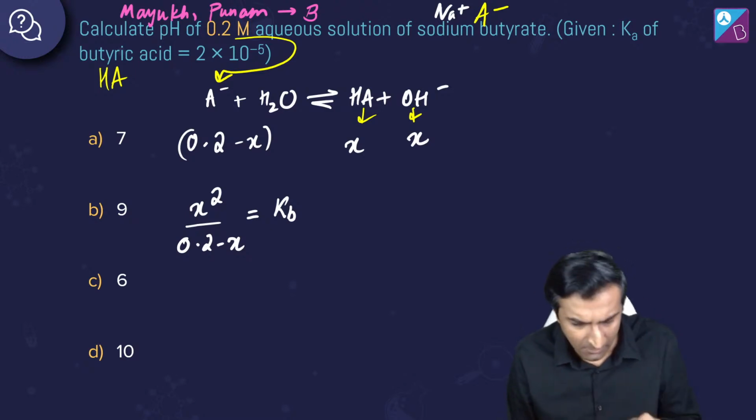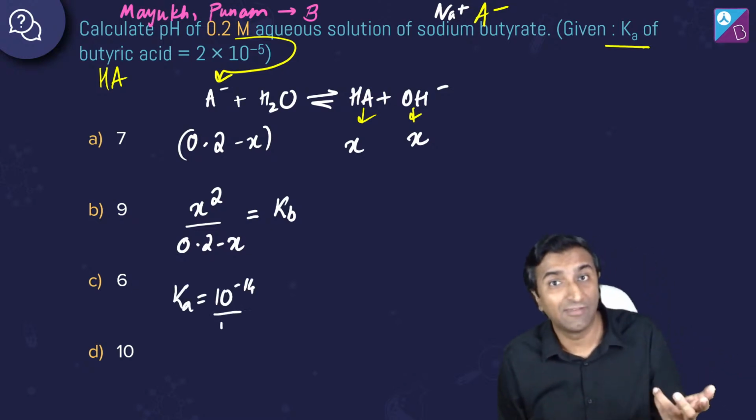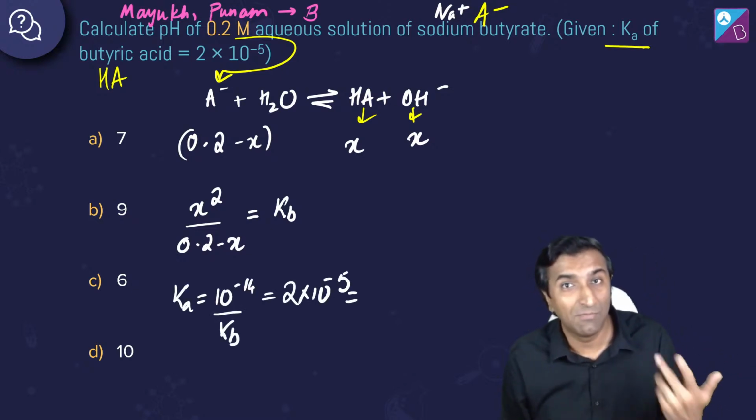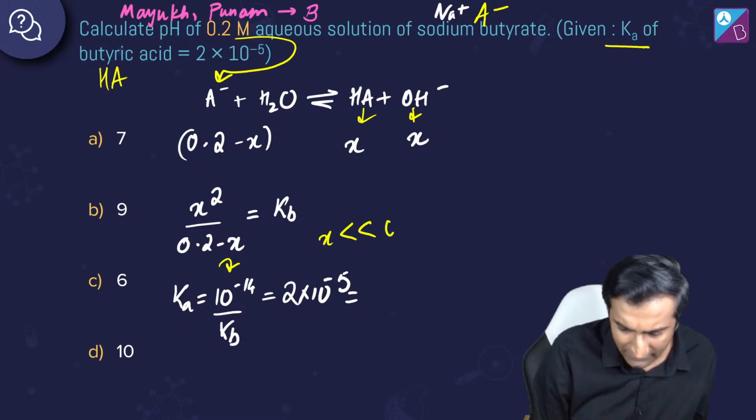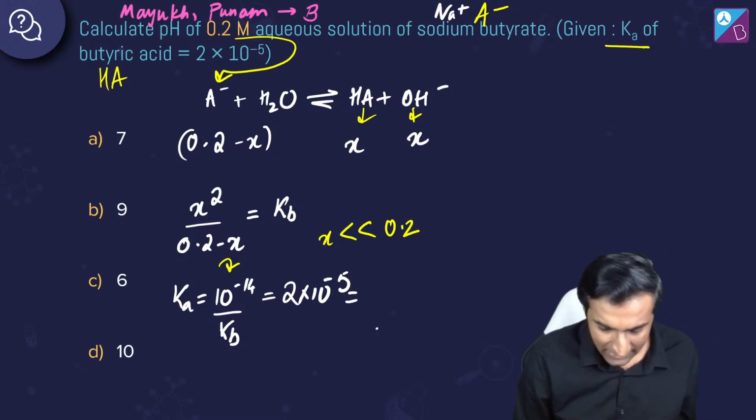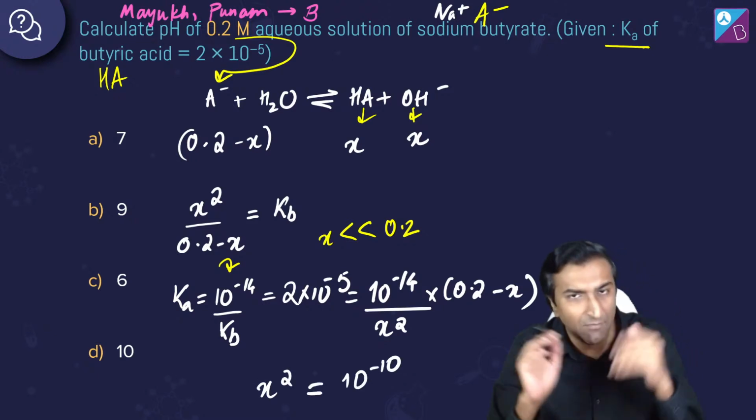First principle again. But Kb तो यहाँ दिया नहीं है. यहाँ पे Ka दिया है. It's all right. Conjugate acid base pair में Ka into Kb is equal to Kw. वही idea मैं यहाँ पे use कर रहा हूँ. देखो. And I'm also assuming that x is very, very much smaller than 0.2. Just using these two ideas, and you get x square as 10 power minus 10.